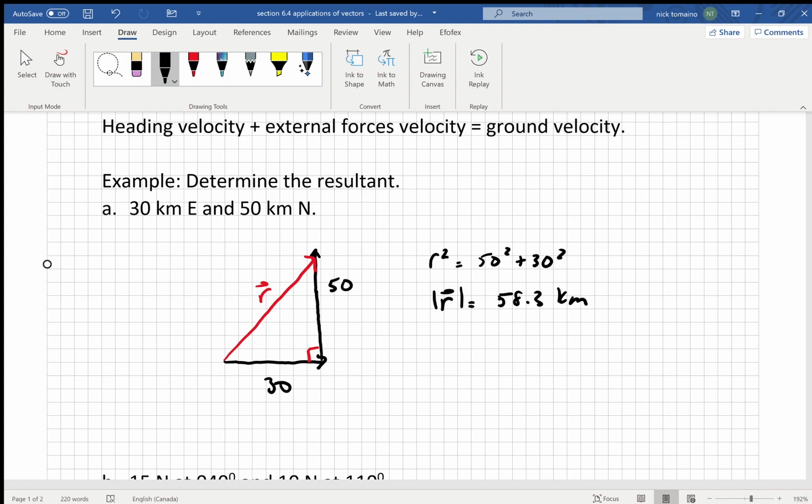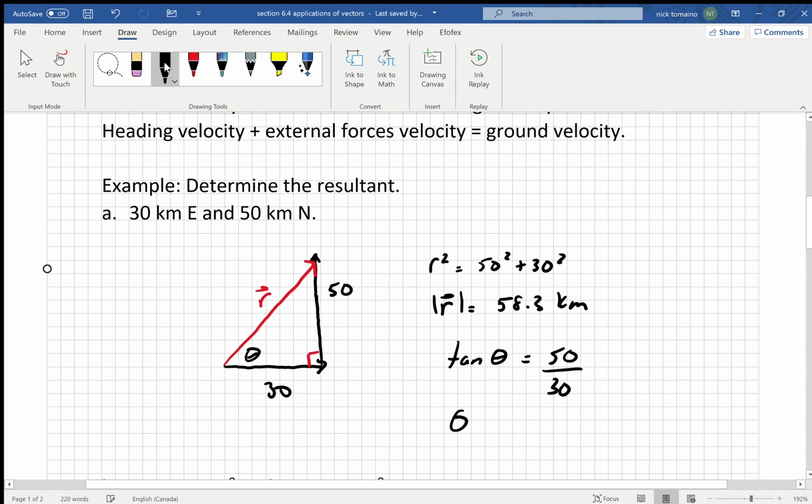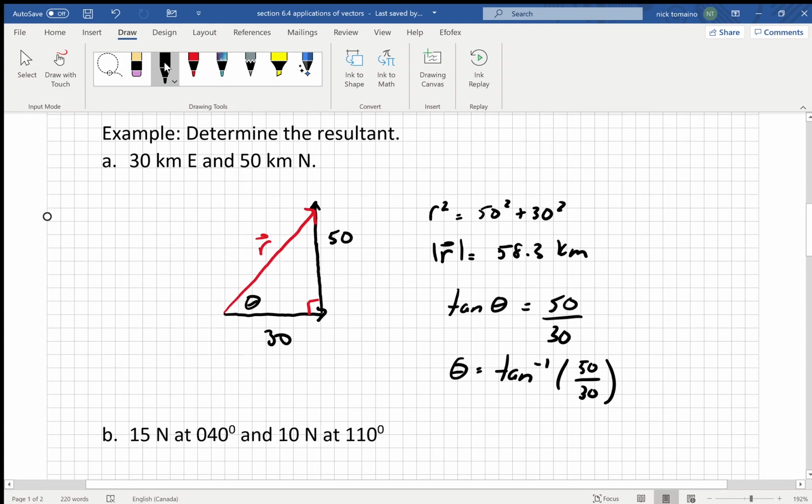Okay, now we have to attach a direction, so that would be our angle theta. Okay, so we're just going to use SOHCAHTOA here. So we have opposite and adjacent, which is tan. So we have that tan theta is equal to opposite over adjacent. Okay, and then we get theta is equal to, again, tan inverse of 50 over 30, and we get 59 degrees.